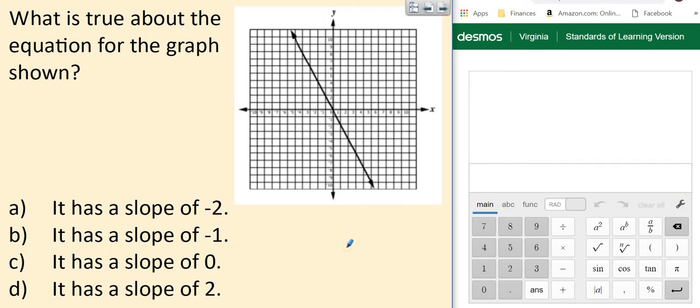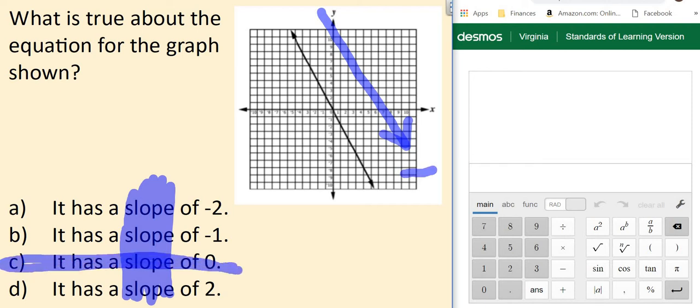All right, this one says, what is true about the equation for the graph shown? Well, if you look down here, you're going to see that they want to know what the slope is. So let's start by just figuring out if it's a positive, a negative, or a 0. That slope is heading down, so that means it's a negative slope. So it's definitely not a 0, and it's definitely not a positive 2. So now we're going to find 2 points where our line goes exactly through the corner. So there's one right there at the origin, and there is another one right there.